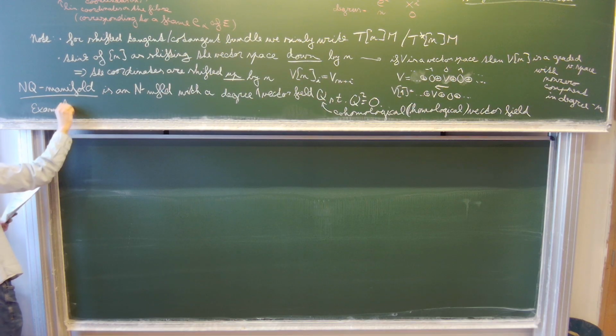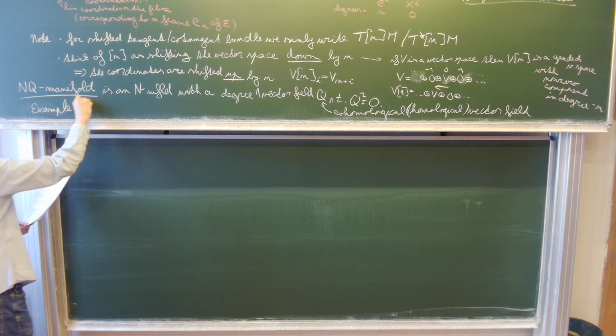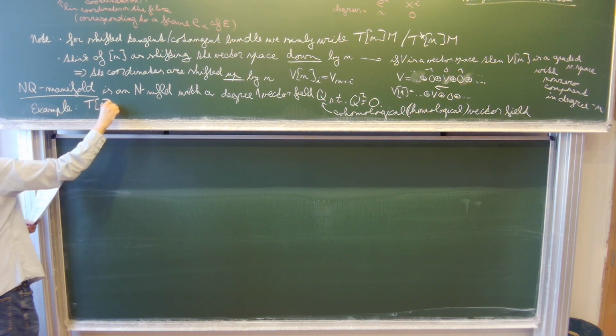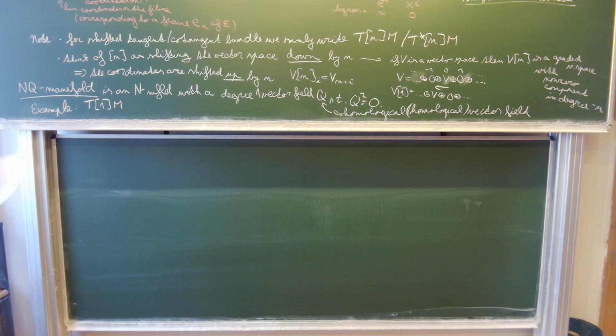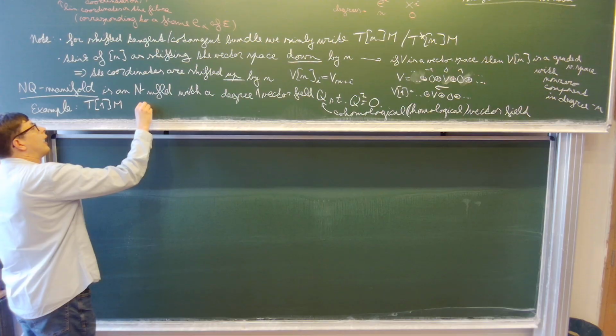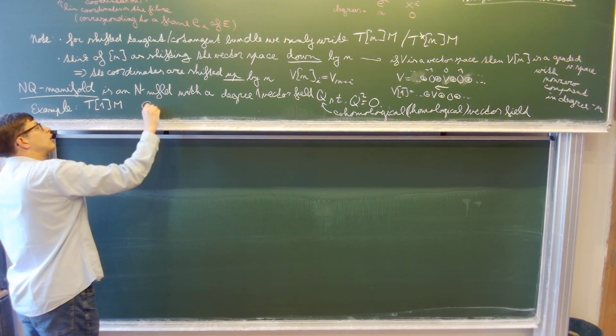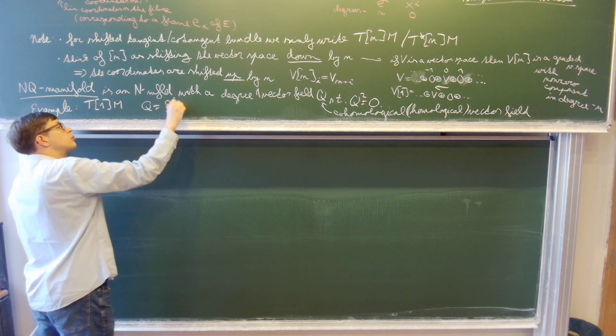And an example, the main example, is the one that we are dragging with us. So this is the shifted tangent model. So now we gave the name. So this is the space whose algebra of functions is given by differential forms. And the cohomological vector field is a theorem. So this we've seen before.